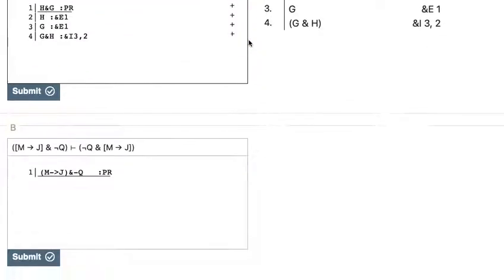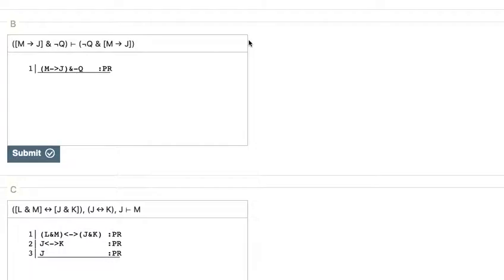Okay, so let's look at another example. This example looks more complicated. It's got arrows in it, it's got nots in it, but if you look at the structure of it, it's saying if you assume M arrow J and not Q, you can prove not Q and M arrow J. And I've already got it set up so that we have this first premise. This first premise has an arrow in it, it has a not in it, but the main logical operator here is the AND. So the only rule we have that we can use on that is AND elimination.